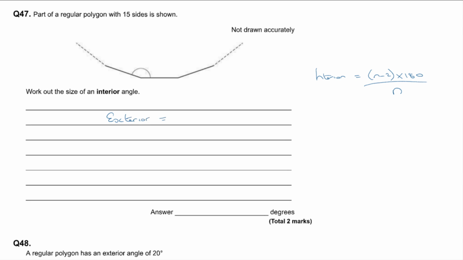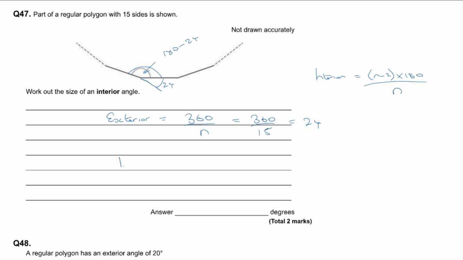So the exterior angle is going to be 360 divided by the number of sides. In this case, it's 360 divided by 15, isn't it? So 360 divided by 15 is 24. And I use the fact that an exterior angle and an interior angle lie in a straight line. So if I know that angle there is 24, and I know that these lie in a straight line, then this angle is going to just be 180 minus 24, isn't it?